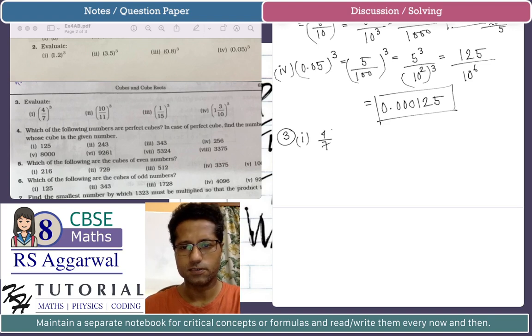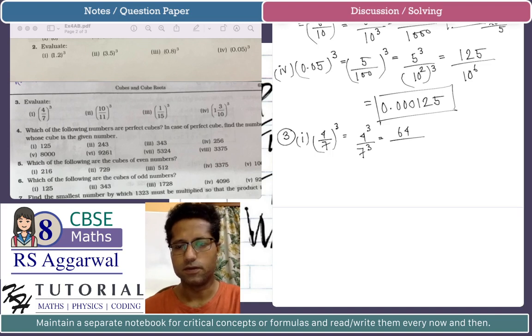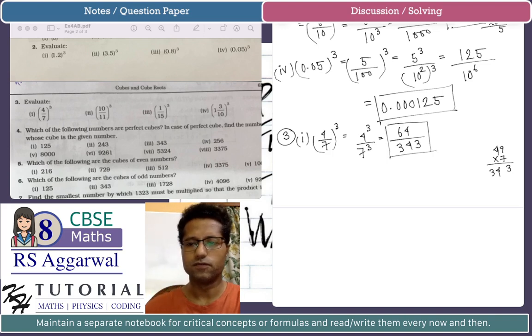Now 4 by 7 cube is nothing but 4 cube divided by 7 cube. 4 cube is 64, and what is 7 cube? 49 multiplied by 7, 63, 28, 343. So 64 by 343.